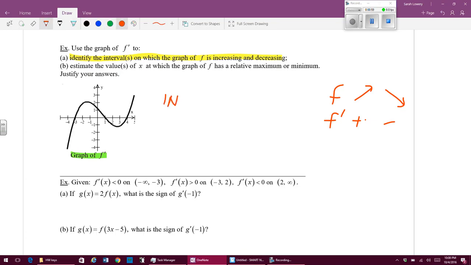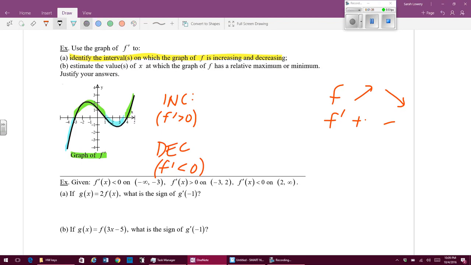So I'm going to have an increasing function anywhere that the graph of the derivative is positive. And I'm going to have a decreasing function anywhere the graph of the derivative is negative. So specifically, I'm looking at where is the graph of my derivative positive and negative. So looking at the graph, I'm going to trace over in green anywhere where I have a positive value for f prime of x, and in blue anywhere where I have a negative value.